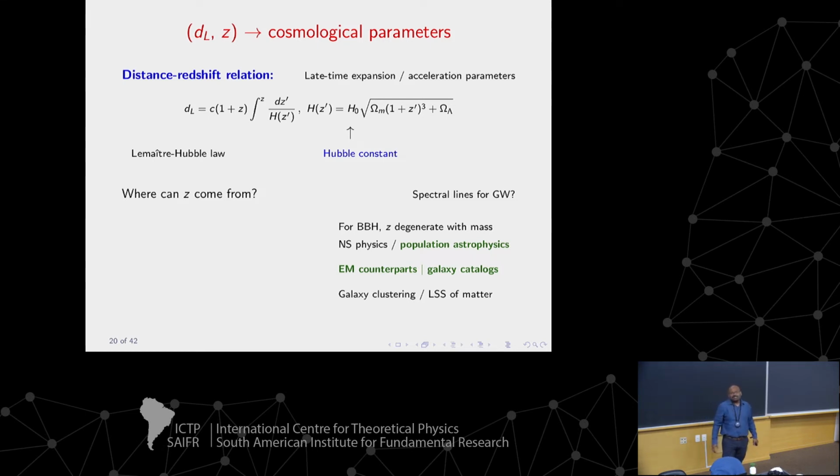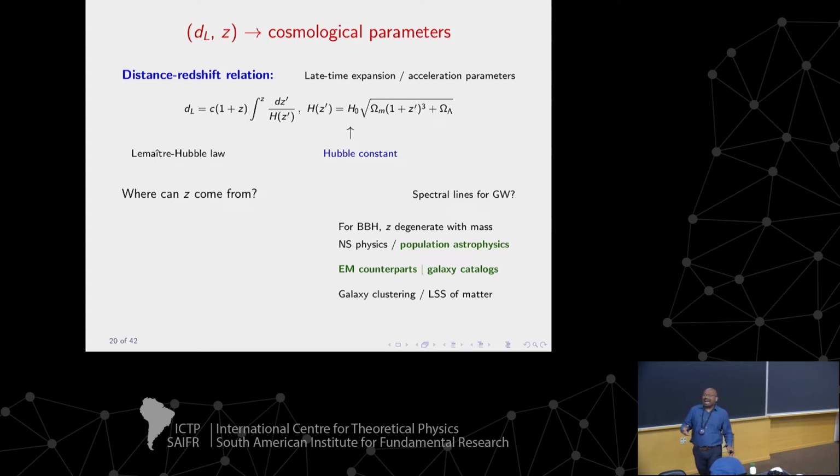The question is, are there similar spectral lines for gravitational waves? The answer is, for binary black hole mergers, there are no spectral lines, essentially because there is a redshift. However, the redshift is totally degenerate with the mass of the system. This is the same as the scaling that I talked about earlier. There's only the gravitational constant, no other scale in the system.